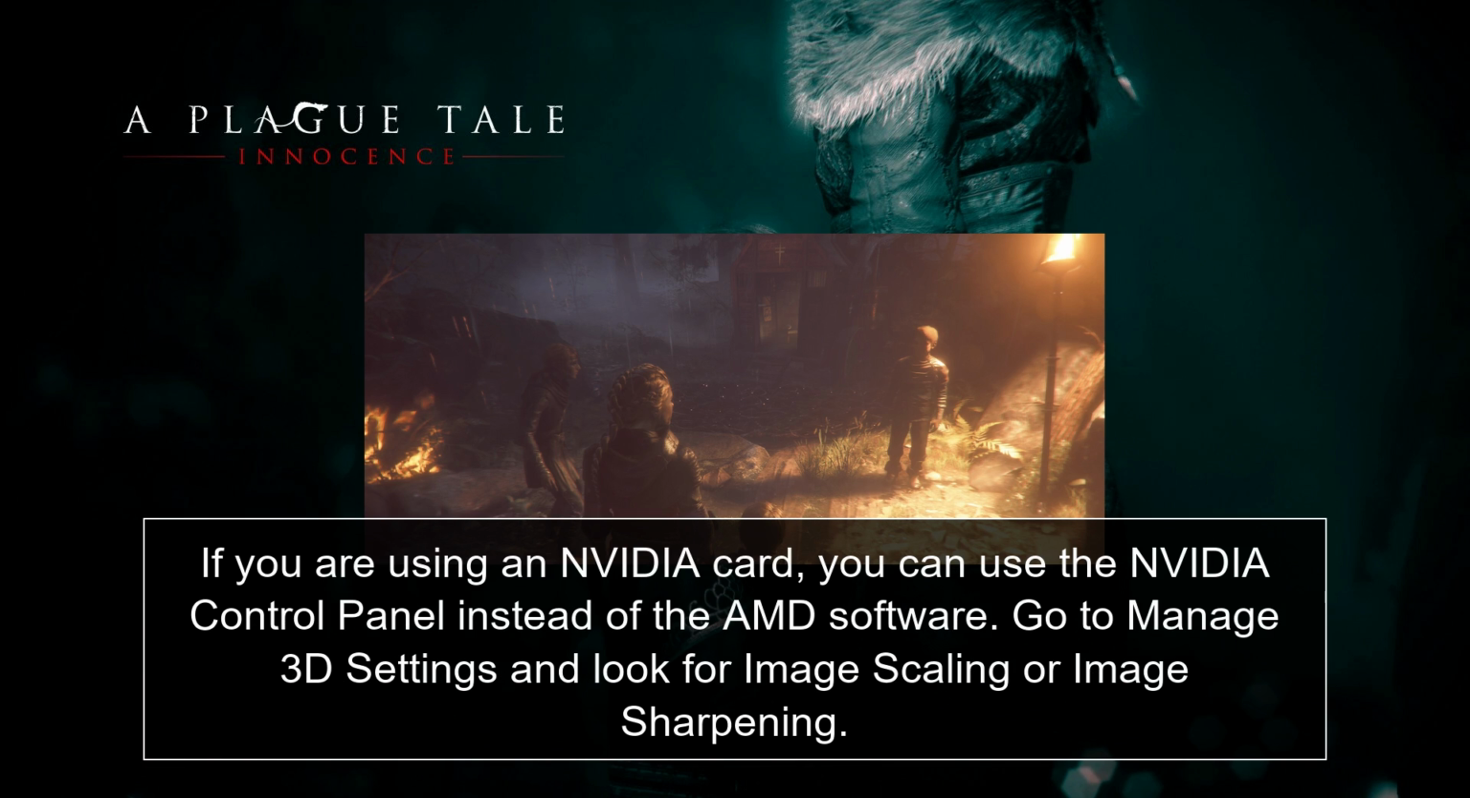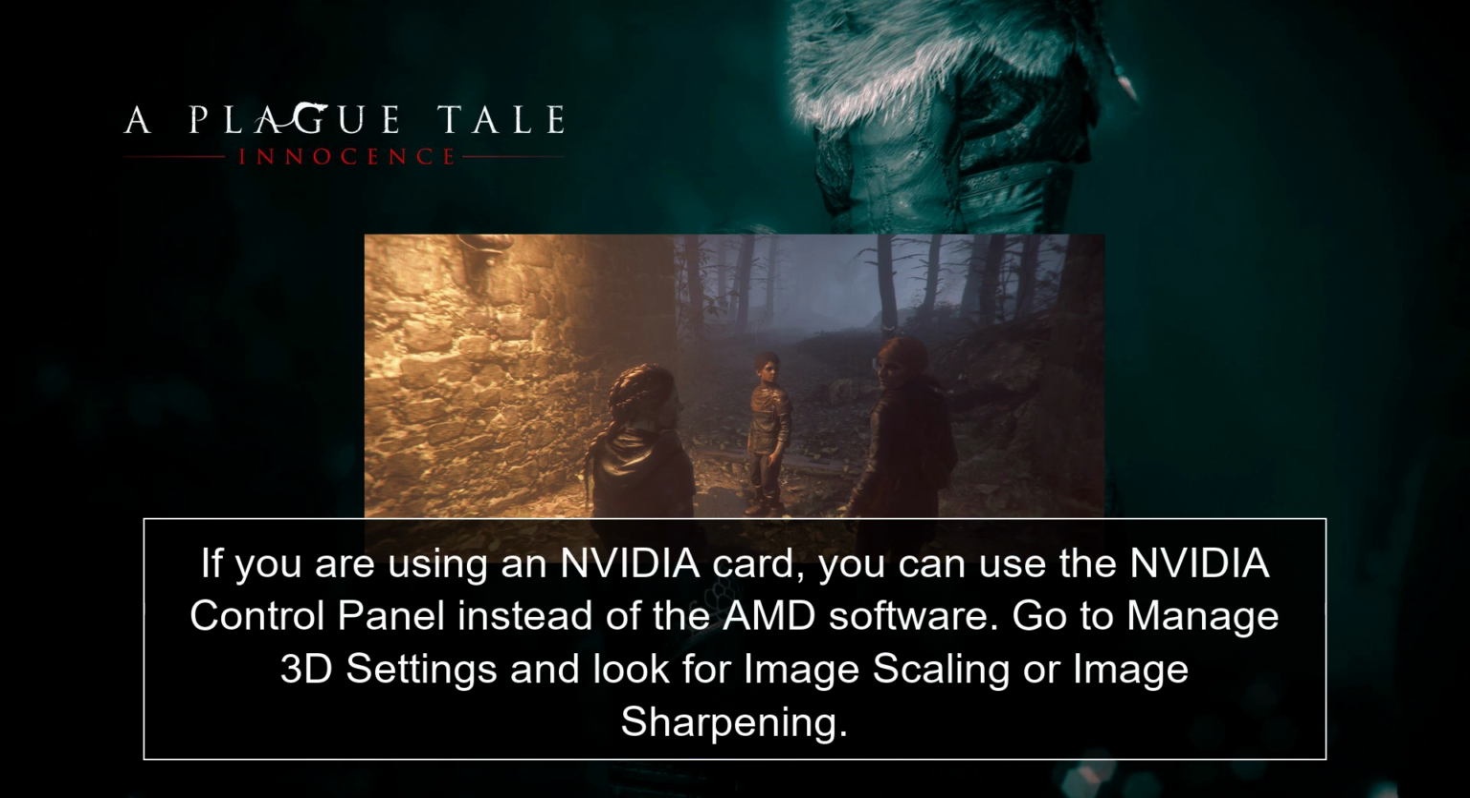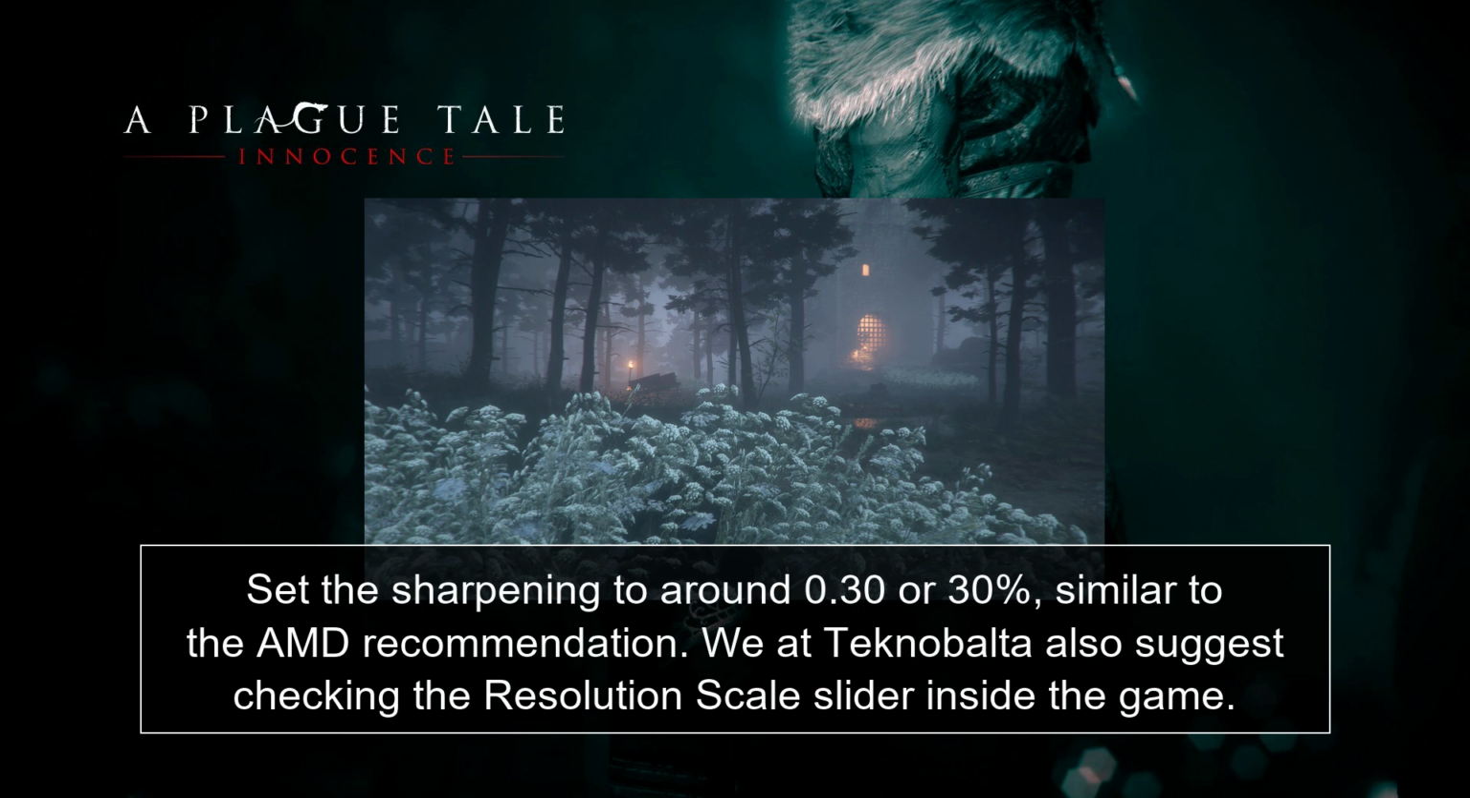If you are using an NVIDIA card, you can use the NVIDIA control panel instead of the AMD software. Go to Manage 3D Settings and look for Image Scaling or Image Sharpening. Set the sharpening to around 0.30 or 30%, similar to the AMD recommendation.